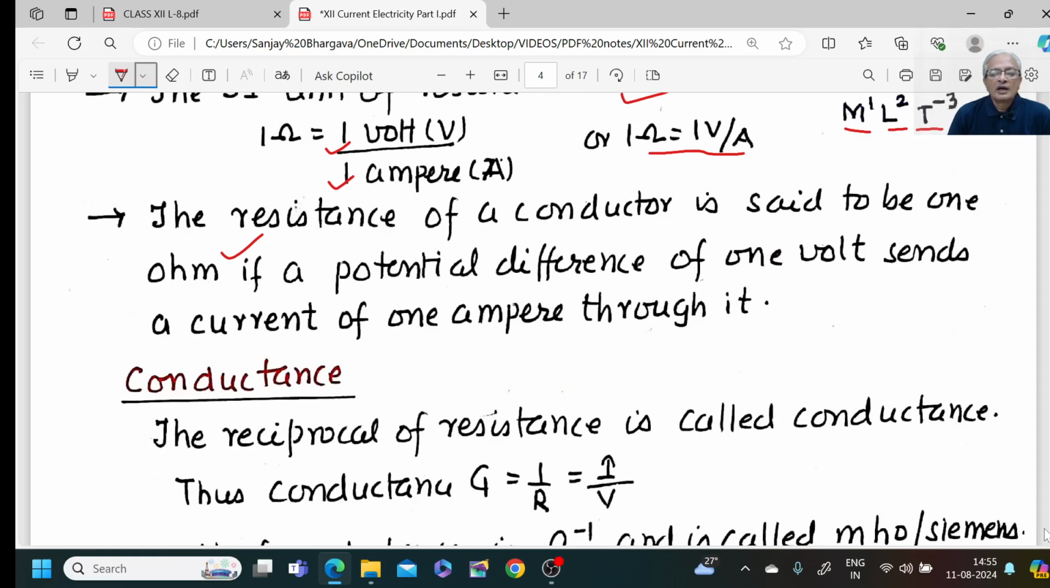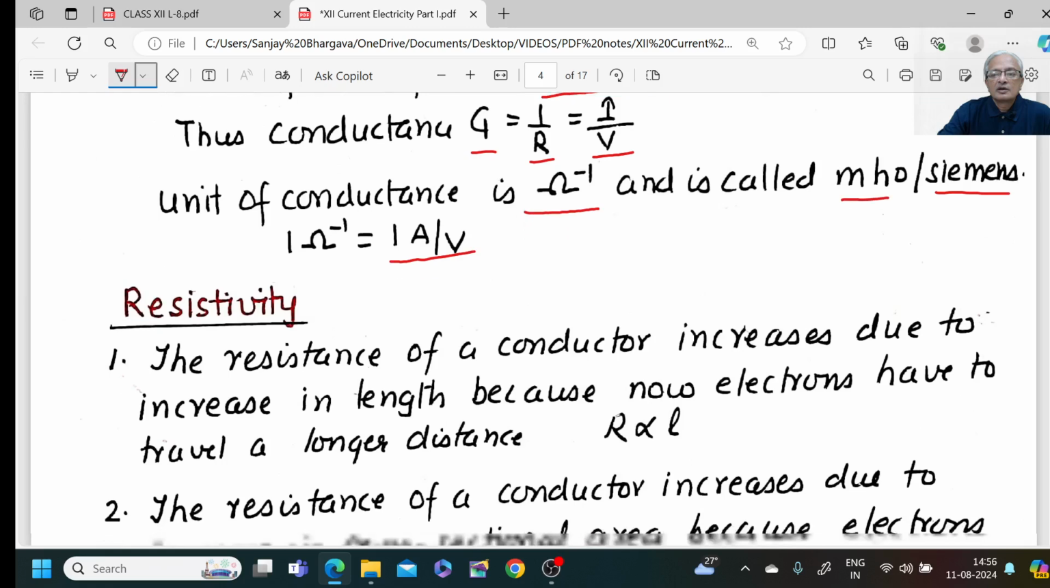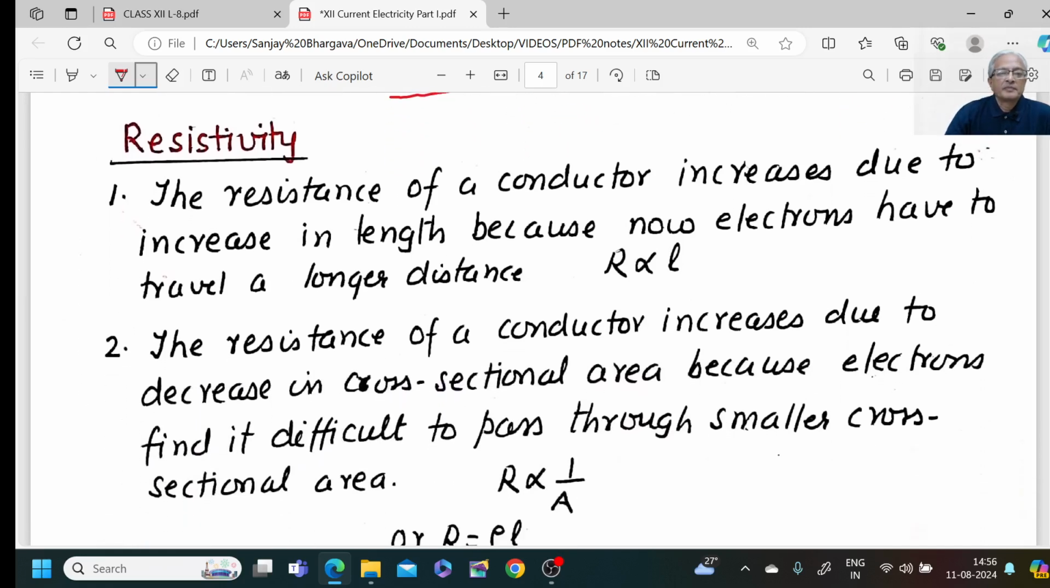Now we introduce another quantity called the reciprocal of resistance, that is conductance. Resistance means the obstruction to the flow of charge, and conductance means the ease with which the charge flows through the conductor. The reciprocal of resistance is called conductance. The conductance G is equal to 1 upon R, and can be defined as the ratio I upon V. The unit of conductance is ohm inverse, and it is called either mho or Siemens. 1 ohm inverse would be equal to 1 ampere per volt. Then we come across another quantity called resistivity.